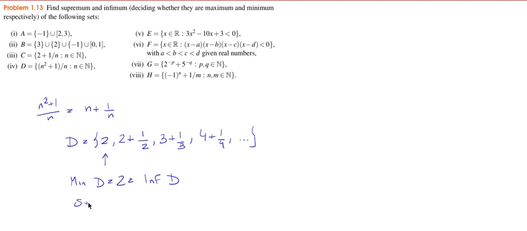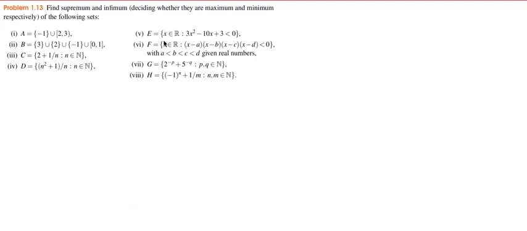And the supremum, because there's no maximum, is infinity if you want. You could also say that there's no supremum because there's no upper bound, but also one way to write this is that if a given set has no upper bound, in this case the supremum is infinity. Okay.